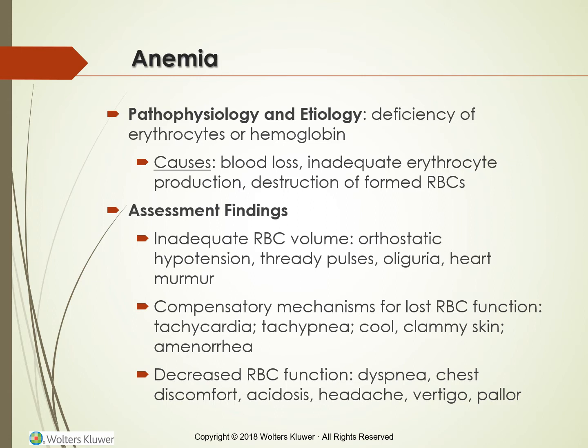Signs and symptoms: orthostatic hypotension, thready pulses, oliguria, which is not enough urine, and heart murmur. This is inadequate red blood cell volume. Compensatory mechanisms for lost red blood cell function. These are the things you'll see as a result: tachycardia, tachypnea, which is rapid breathing, cool, clammy skin, amenorrhea, which is no periods, decreased red blood cell function, dyspnea, chest discomfort, acidosis, headache, vertigo, pallor, constipation, difficulty concentrating, and decreased bowel sounds.